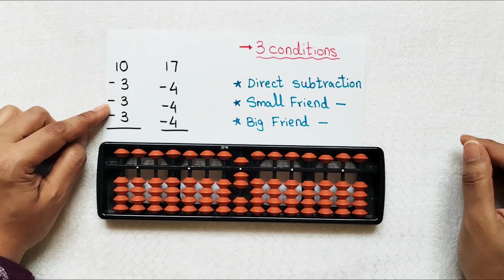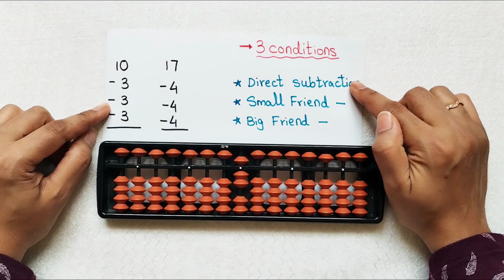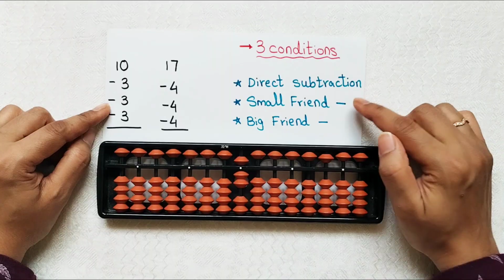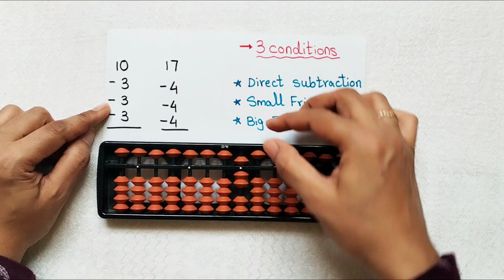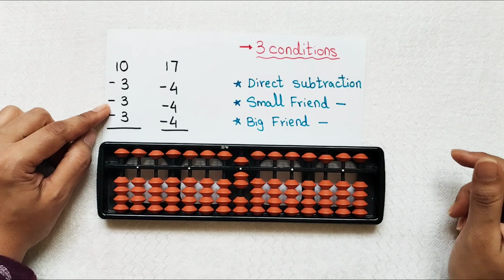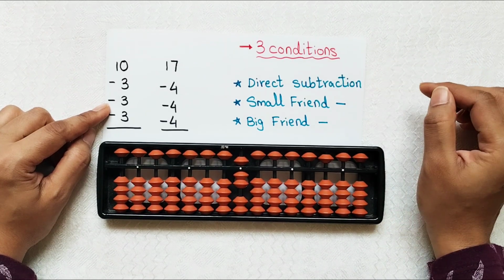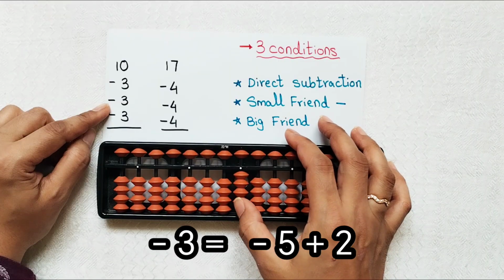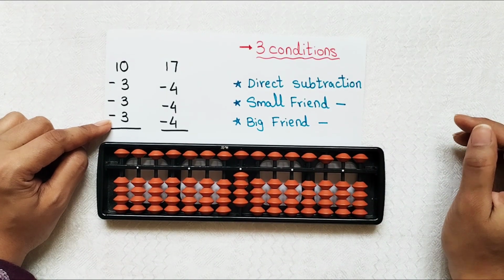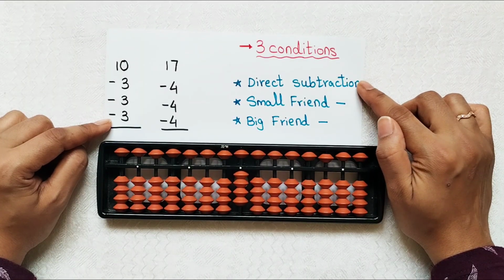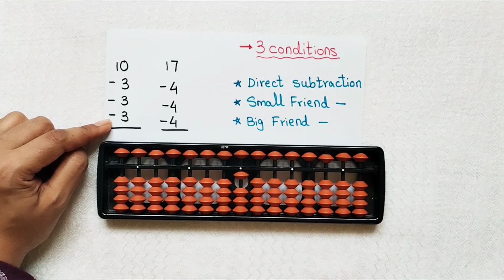Now again less 3. Can I do direct subtraction? No, I only have 2 lower beads. I cannot do it. What about small friend? Yes, I can go with small friend because the 5 bead is already in use. So the formula for small friend is less 5 plus 2. Again less 3. So what do I have to do now? Check again. Direct subtraction? Yes, I can do direct subtraction. So my answer is 1.